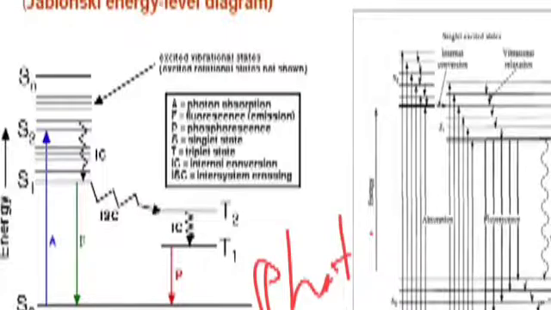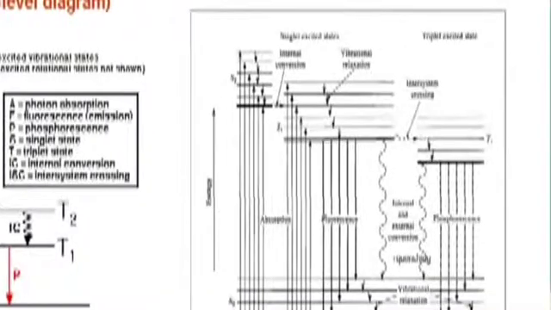Okay, understood? All of you understood the Jablonski energy diagram. This is about fluorescence and phosphorescence. Together we call this luminescence. What do we call it together? Luminescence. Let us study what is meant by luminescence. That is the energy level of luminescence transition.